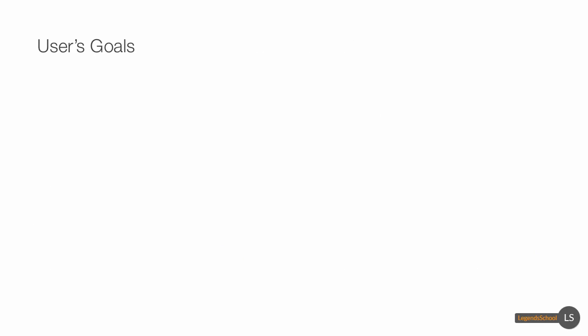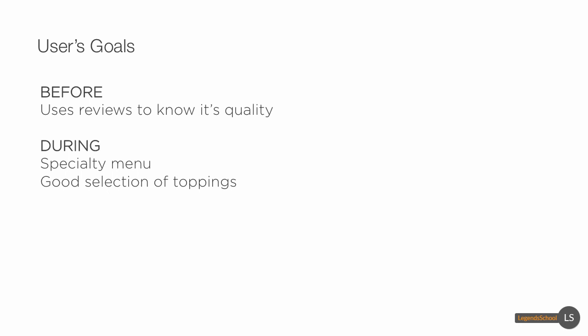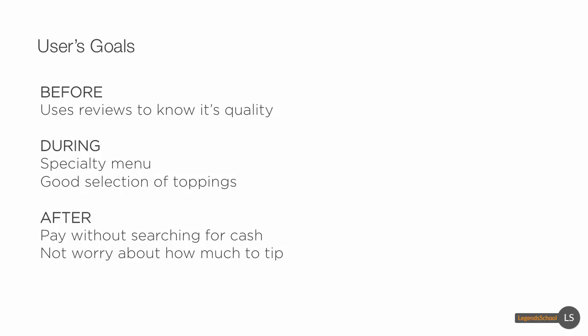Let me summarize the user goals based on what I observed. Before they order pizza, they use reviews to know if it's a quality establishment. During the pizza ordering process, I noticed that they really like the specialty menu and they like to see a good selection of toppings. When the pizza arrives, they want to pay without searching around for cash, and they don't want to worry about how much to tip.